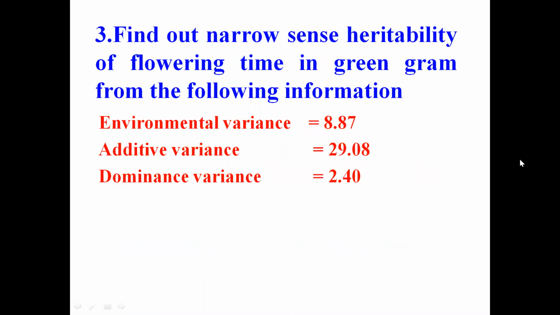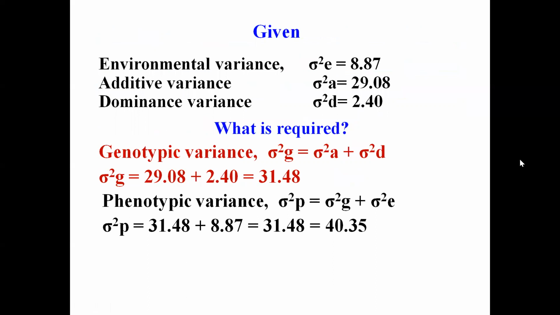Take another example. Find out narrow sense heritability of flowering time in green gram from the following information. You are given 3 types of variances: environmental variance, additive variance, and dominance variance, as mentioned in this table in this slide. What is required? We know that for heritability we require genotypic variance and phenotypic variance. How do we determine genotypic variance? By adding both additive variance and dominance variance.